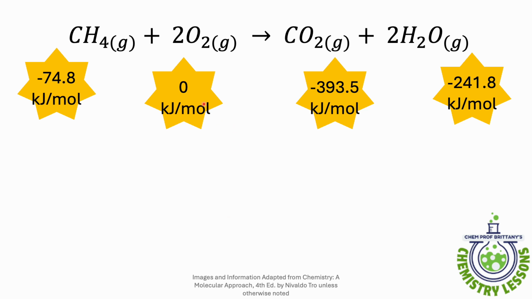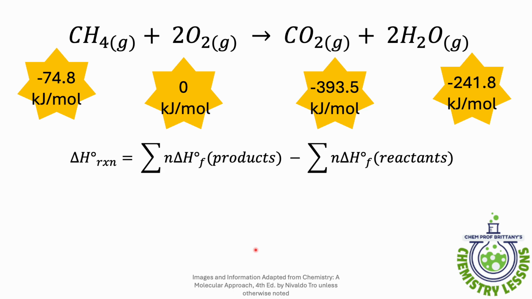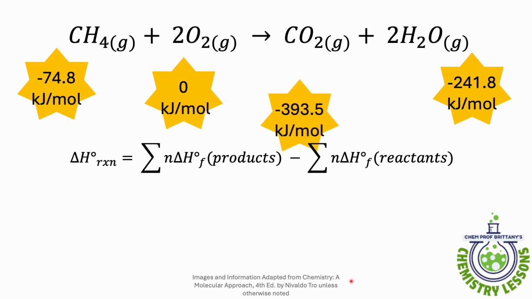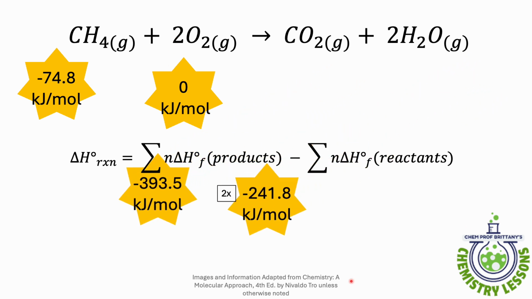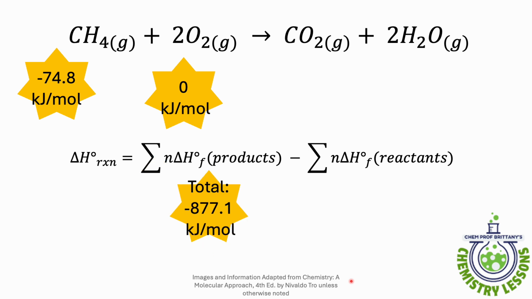Anything in its elemental form we're going to have as 0, and then all of these others have their enthalpy of formation. So the equation here is we have the enthalpy of formation for each of these substances times how many of them we have. This is our stoichiometric coefficient, which we're just pulling from here. So I have 395 for my CO2, and then 2 times my water to give me negative 877.1 kilojoules per mole. That's from our products.